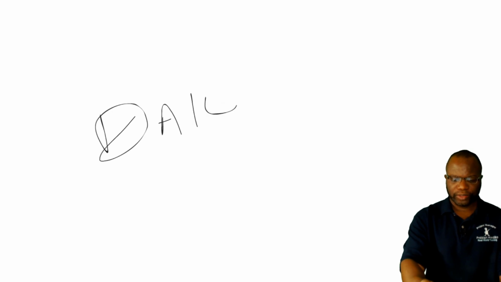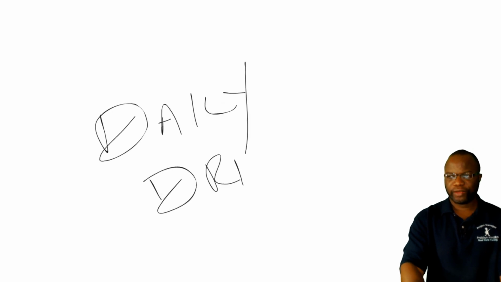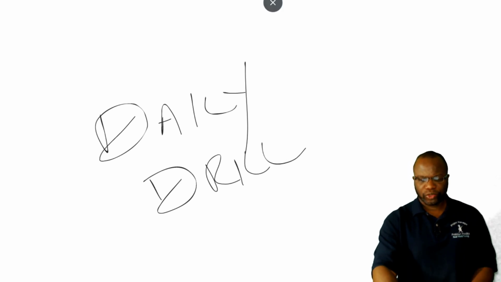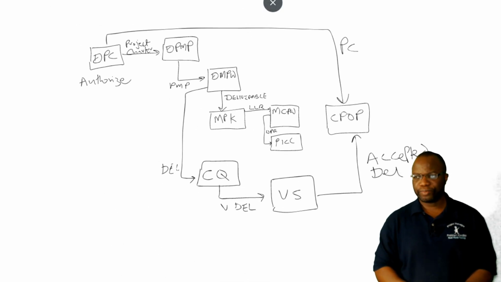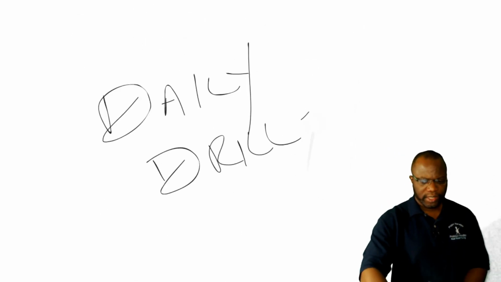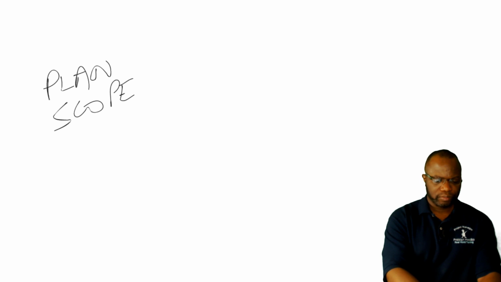Welcome to our daily drill for today. In today's daily drill, we are going to be continuing from where we left off last time. And if you recall, last time we were talking about integration management. So I hope you've got those processes down. Let's go into the scope area for today. Scope starts off with the very first process known as plan scope management.